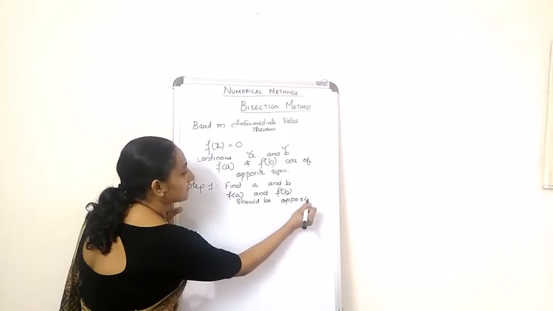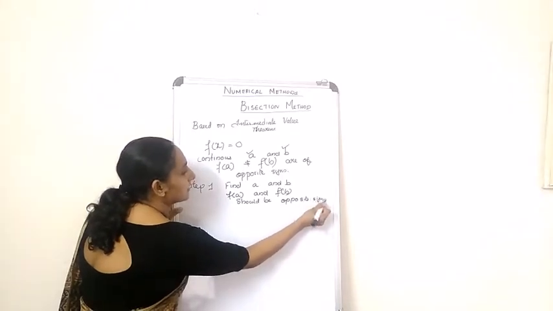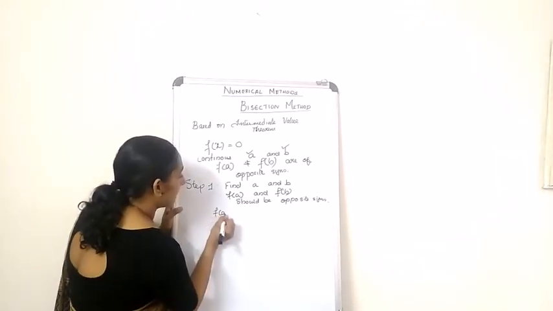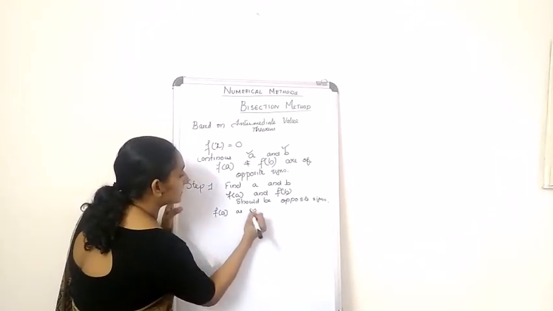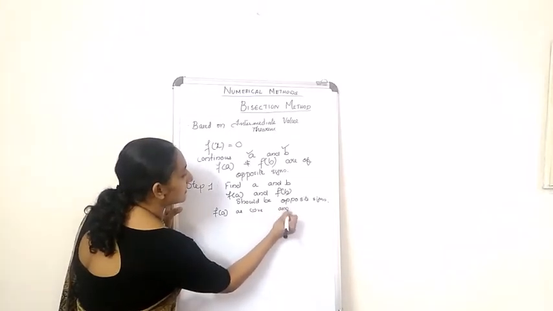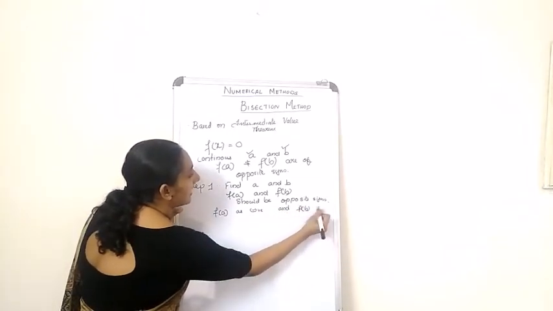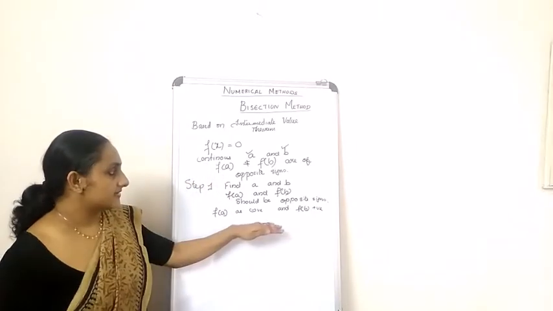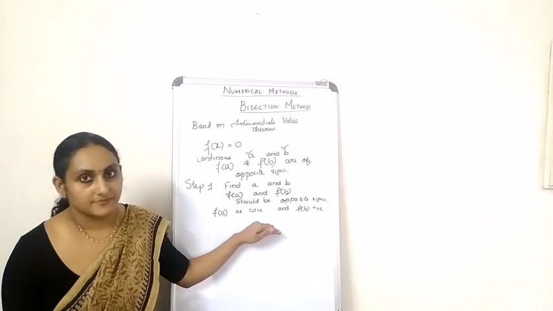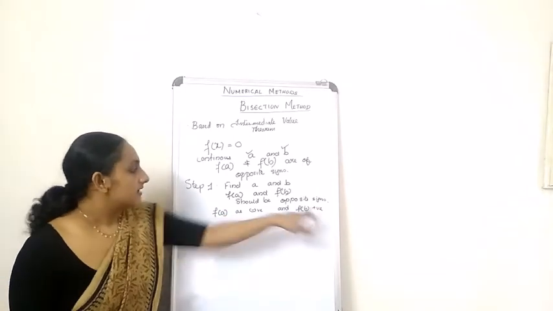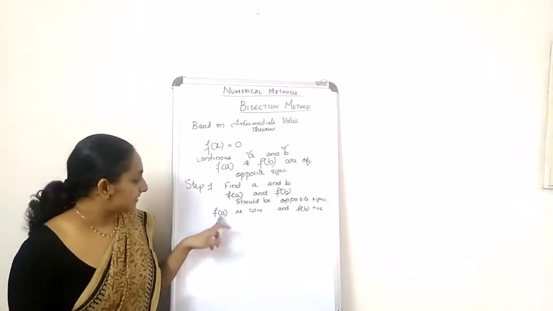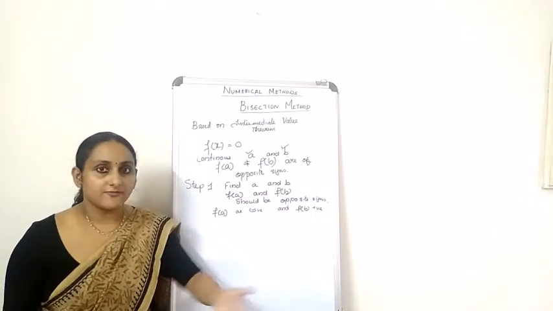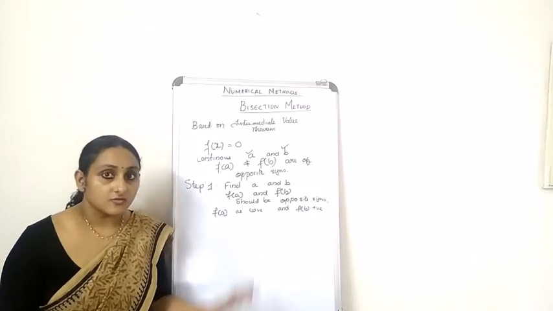Okay. Now again, for my convenience, I am going to write f of a as negative and f of b as positive. So this is step 1. As soon as you get these two things, that is f of a is negative and f of b is positive, you can find out the root.